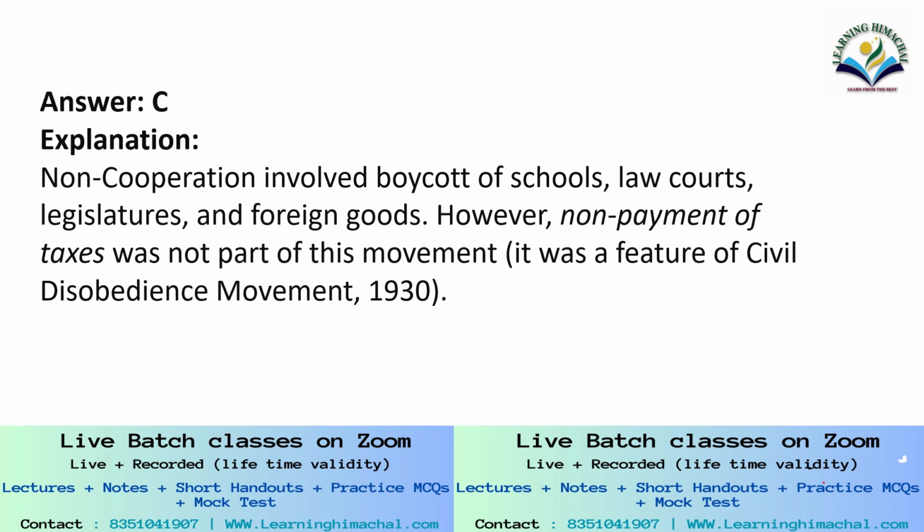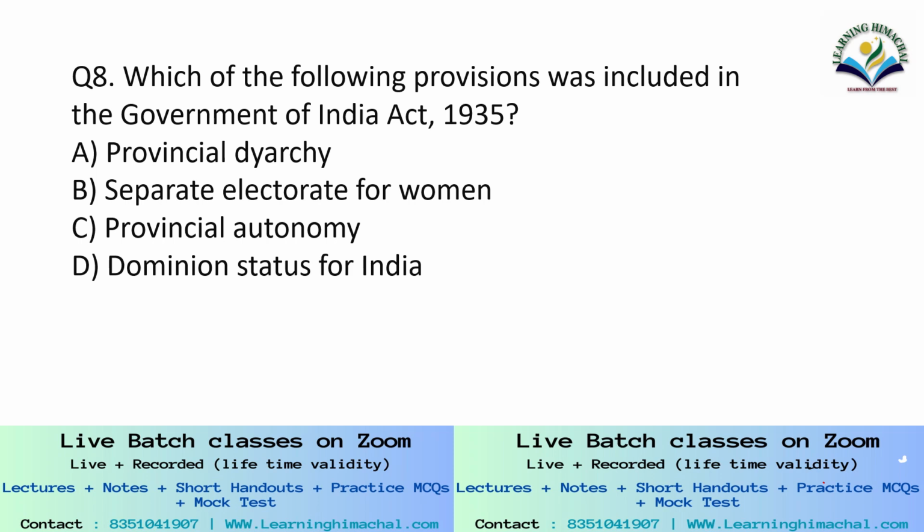Non-Cooperation involved boycott of schools, law courts, legislatures, and foreign goods. However, non-payment of taxes was not a part of this movement. It was a feature of the Civil Disobedience Movement, which took place in 1930. Next question, question number eight.